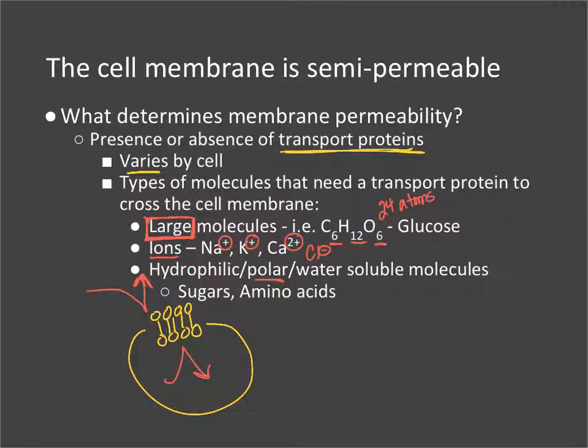And so once again, things that go hand in hand with polar are things that are hydrophilic, polar, and water soluble. And so kind of, once again, sugars, which includes glucose, and things like our amino acids, they need some help. And that's where the transport proteins come into play.